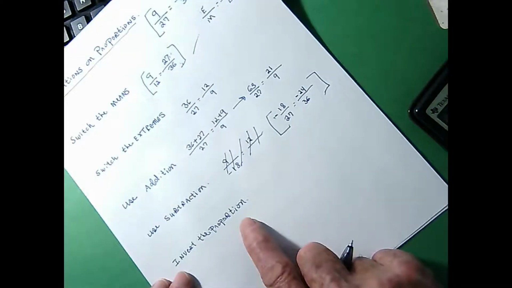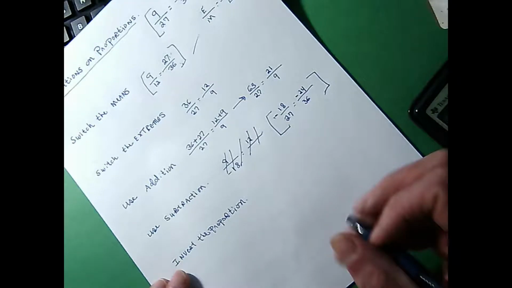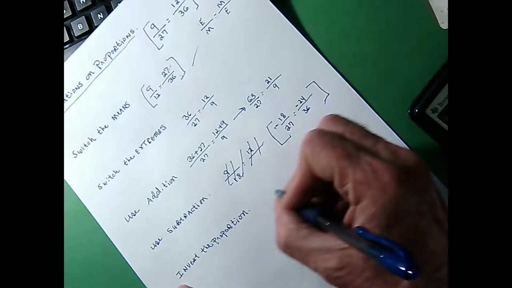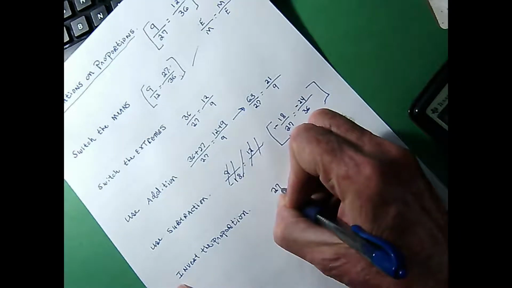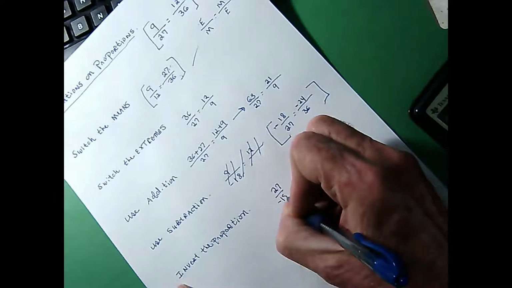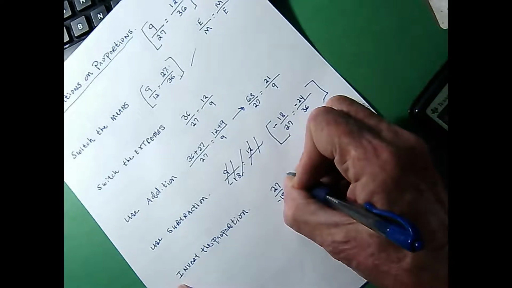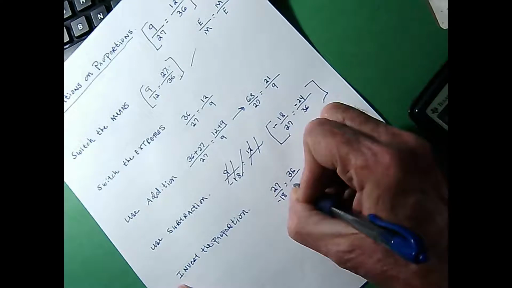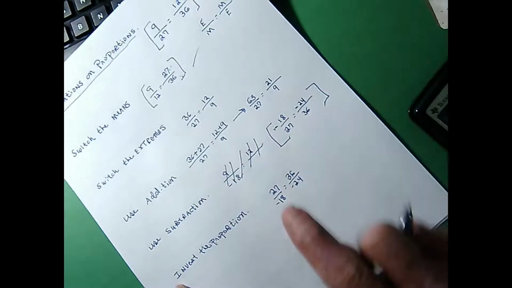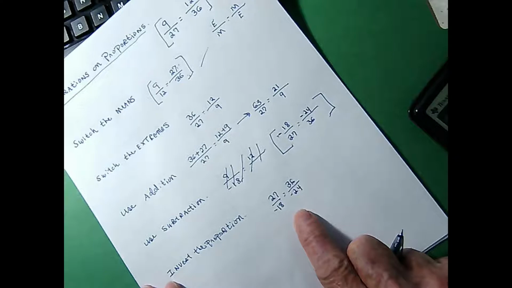And the last thing that we could do with a proportion is just to invert it. What does it mean to invert a proportion? That means to turn it upside down. So that'd be 27 is to negative 18 as 36 is to negative 24. Is that a valid proportion? And I'm sure that it is.